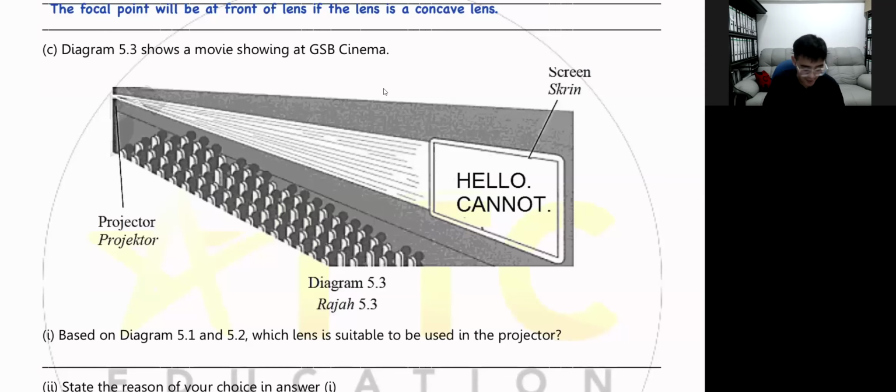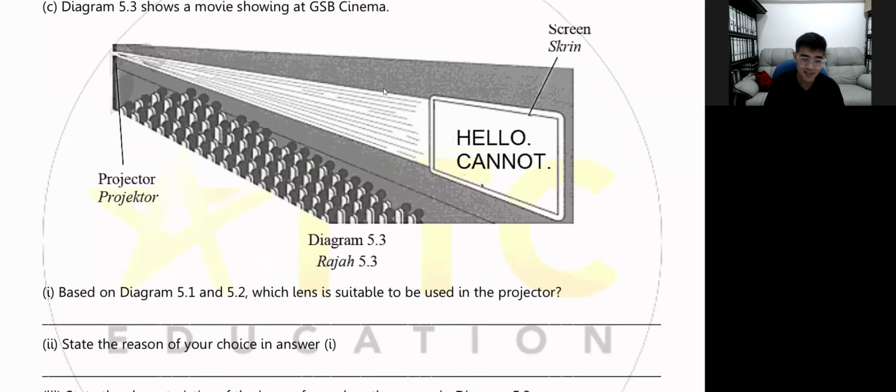Okay. But more importantly, question C1 asks, based on diagram 5.1 and 5.2, which lens do you think is actually used in the projector? Do you guys know what type of lens we use in the projector? Just now we discussed, right? There are 2 types of lens, the concave lens and convex lens. So what kind of lens must we use?